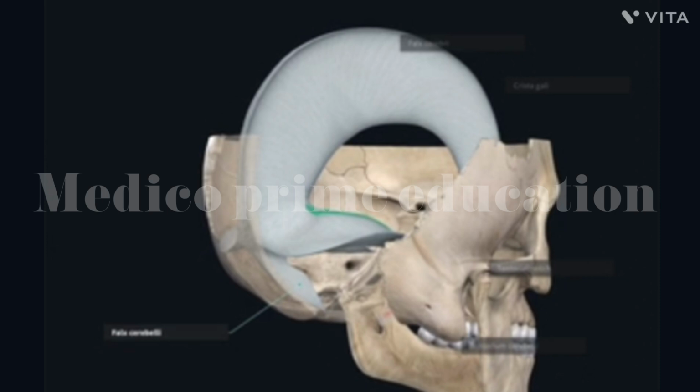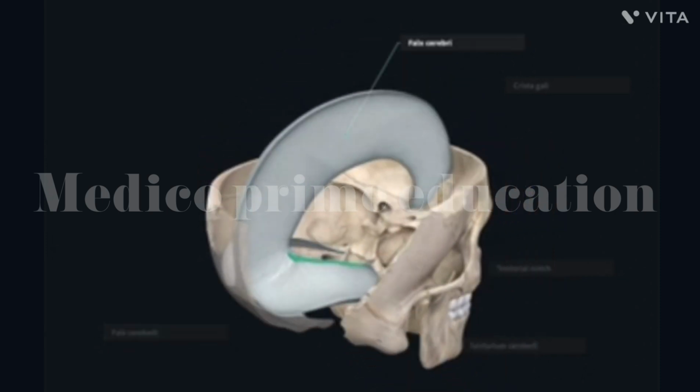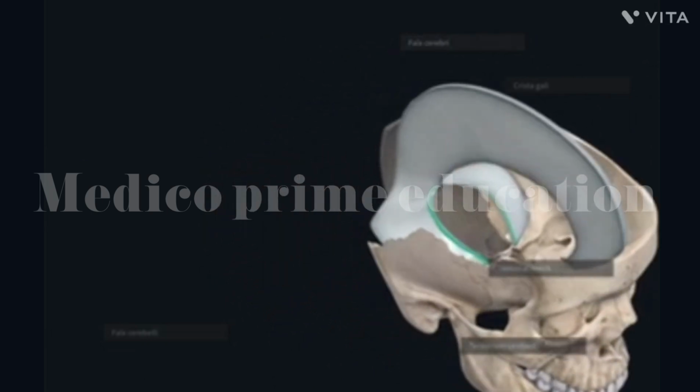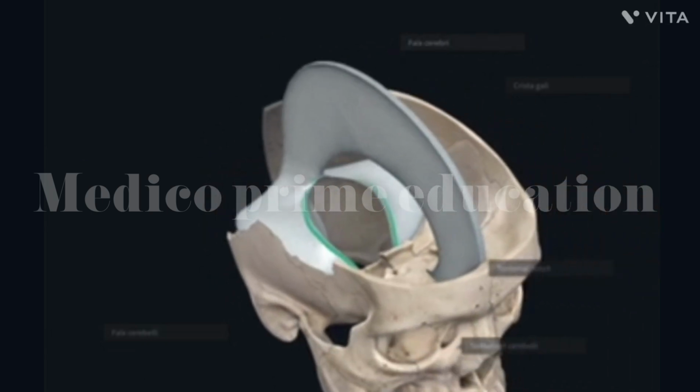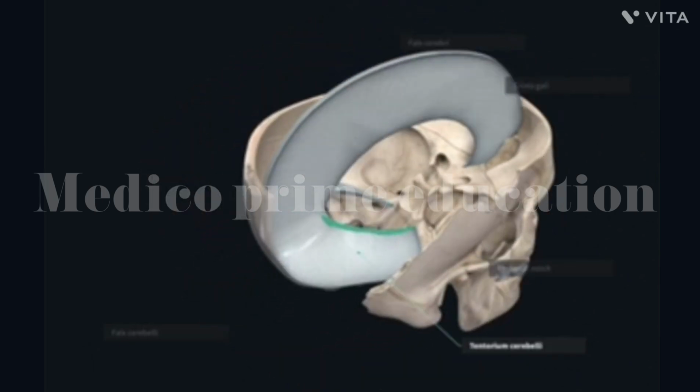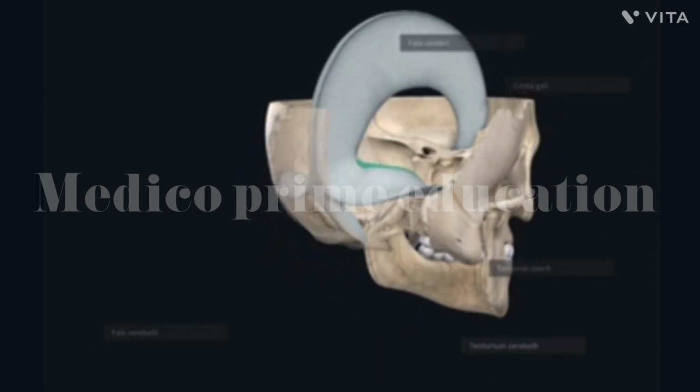Where the falx cerebelli meets up with the falx cerebri, we see another horizontally aligned dural extension, known as the tentorium cerebelli. The tentorium cerebelli is going to be positioned between the cerebellum inferiorly and the occipital lobe of our cerebrum superiorly.